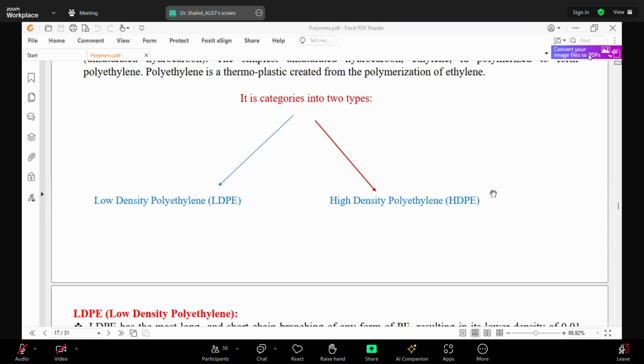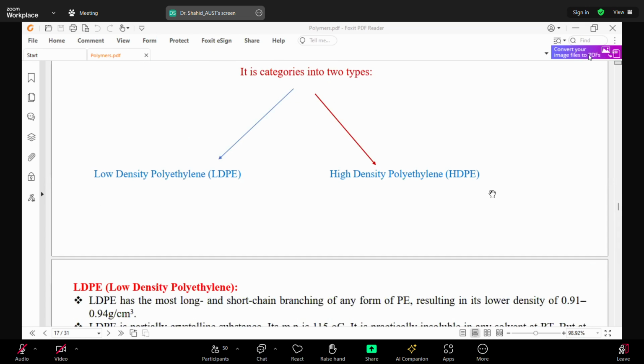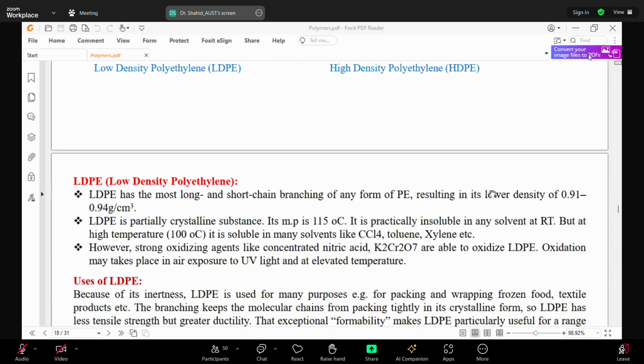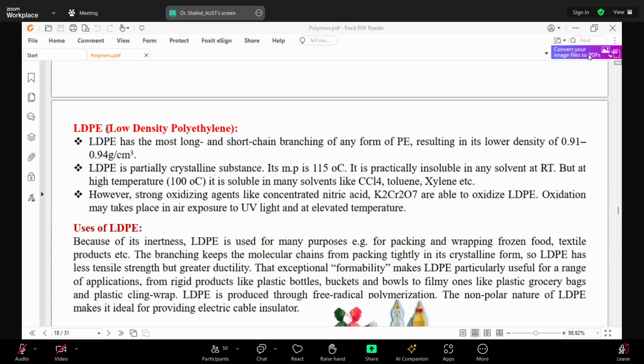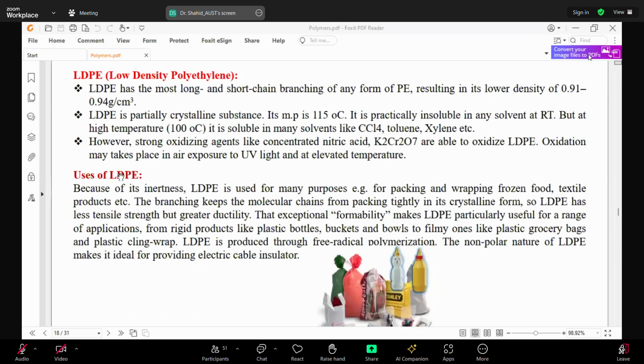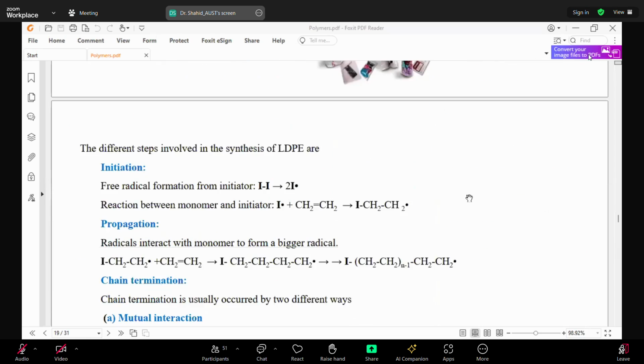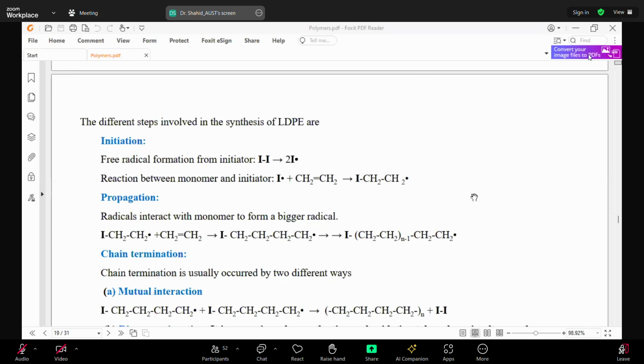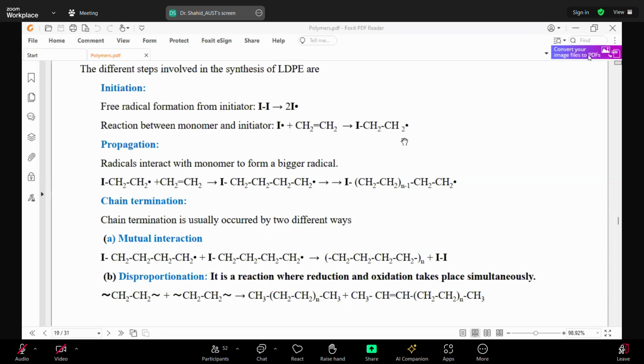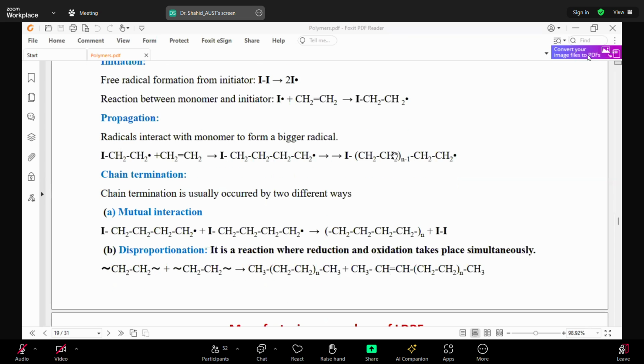Polyethylene polymer: low density polyethylene and high density polyethylene. These are the characteristics of LDPE, low density polyethylene, and the broad uses of LDPE. Then this was the free radical mechanism of LDPE polymer synthesis: initiation, propagation, chain termination. And the chain termination can be done in two ways: mutual interaction and disproportionation reaction.